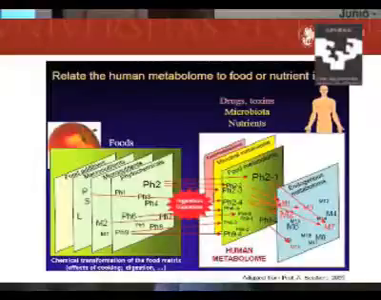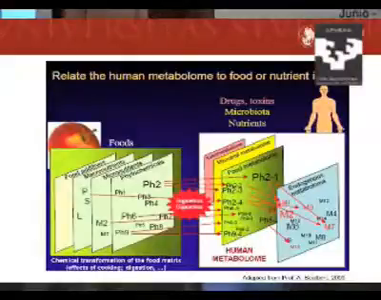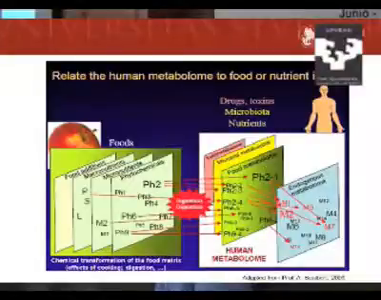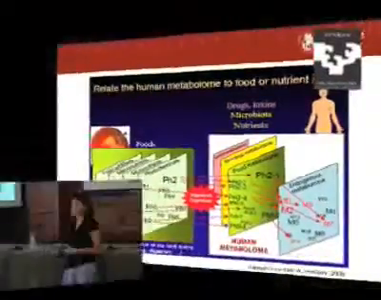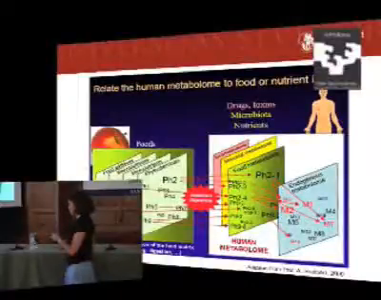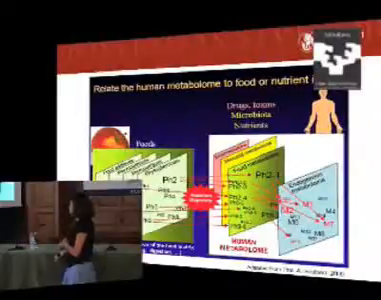So, when applying metabolomics in nutrition, it's quite a complex thing because there are many factors playing a role, and we are of course looking for very subtle differences, because the diet is one factor among lots of others in our body.